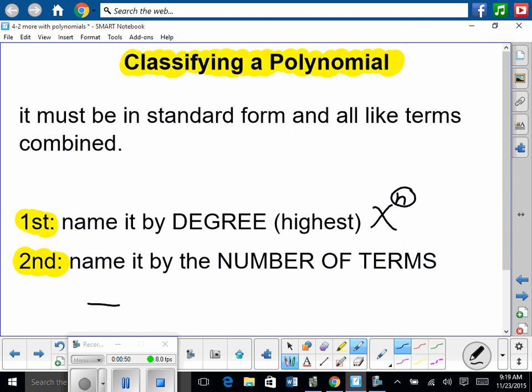So remember, terms are separated by plus and minus signs. So this would be like 1, 2, 3, 4 terms here, separated by plus and minus signs. Is everybody okay with terms? All we do is say how many terms. So we first give it its name by degree, then we give its name by the number of terms it has. And there's specific names for each level of degree and each number of terms, and here they are.